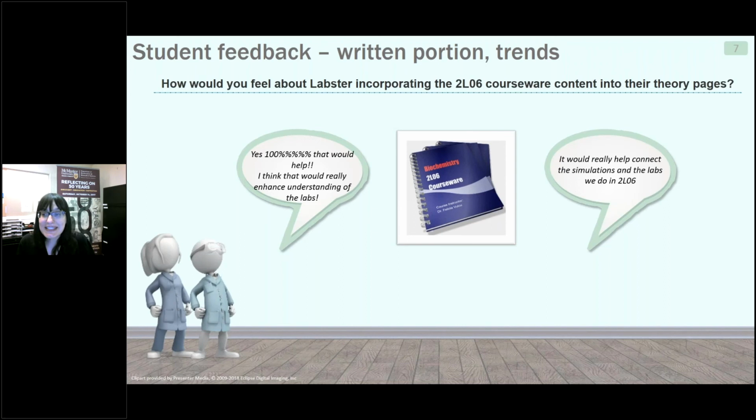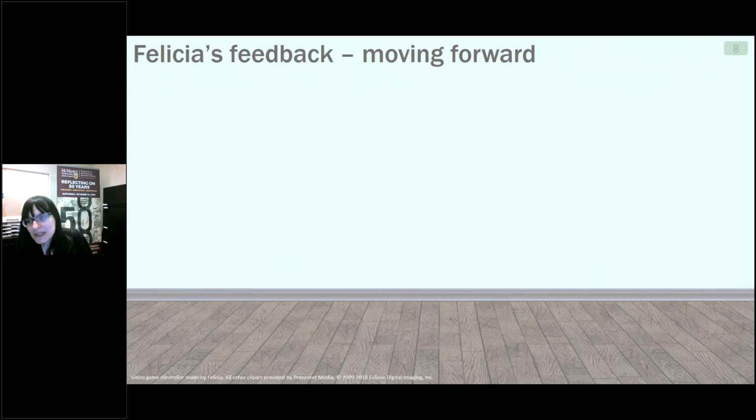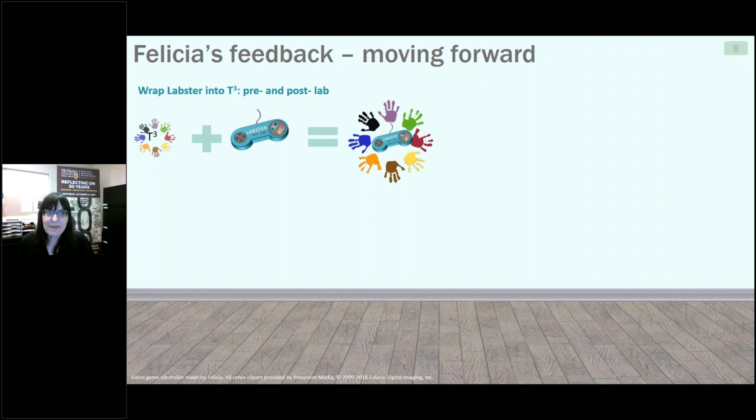So this is something that I'm really keen to do in order to really incorporate Labster as part of the course. Now, I have some feedback as well that I want to touch on before I'm finished, so bear with me. Moving forward, for this coming September, I plan on wrapping Labster into the team think tanks as a pre as well as post lab exercise.